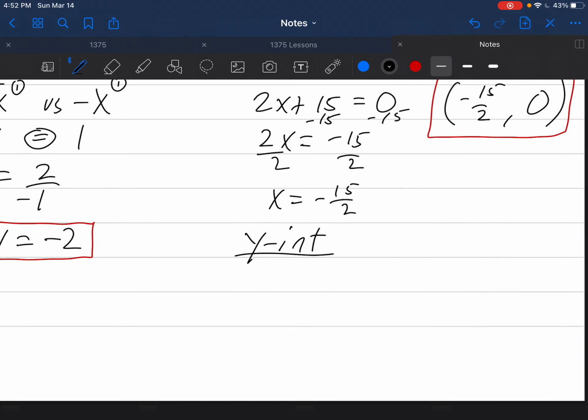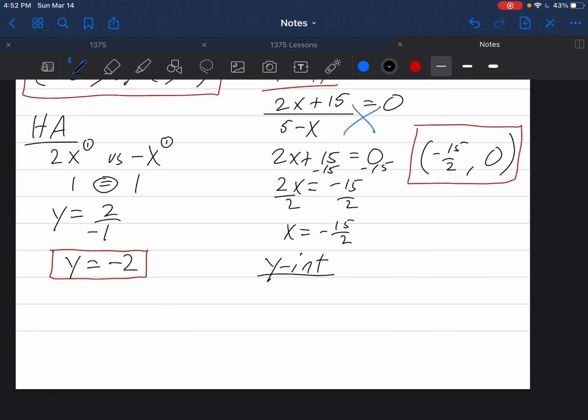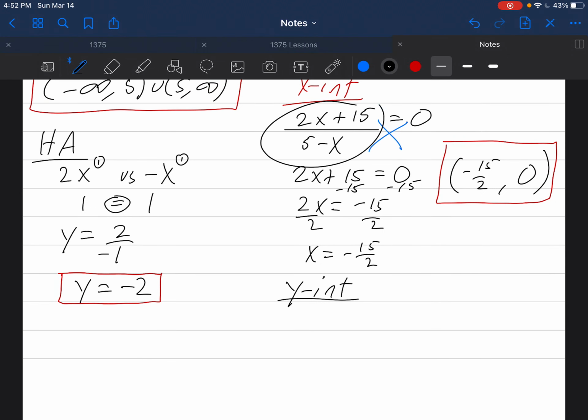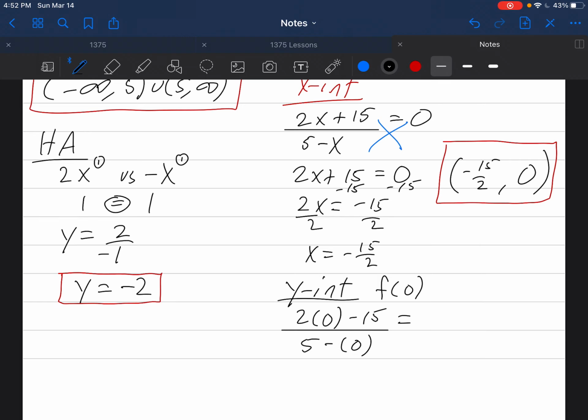So let's look at the y-intercept now. Let's try to find the y-intercept. Remember, our function is written over here, so I don't have to scroll all the way back. We are evaluating f of 0. So that's going to be 2 times 0 minus 15 divided by 5 minus 0. We're plugging in 0 for x, and then we're evaluating this. So 2 times 0 is 0, and this is going to be -15 over 5, which is equal to -3.